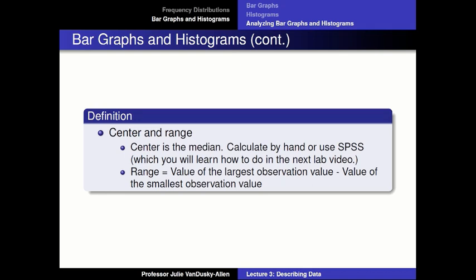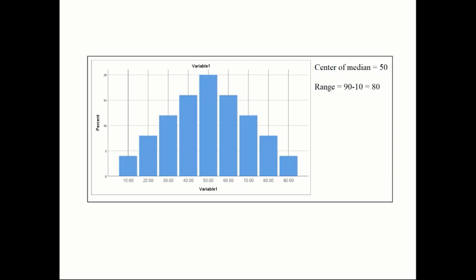The simplest way to calculate the range of a bar graph or histogram is to take the value of the largest observation value and subtract the value of the smallest observation value from it. For example, in this graph, the center or median was 50, which I calculated by hand, and the range is 90, the largest value with data in it, minus 10, the smallest value with data in it, which is 80.